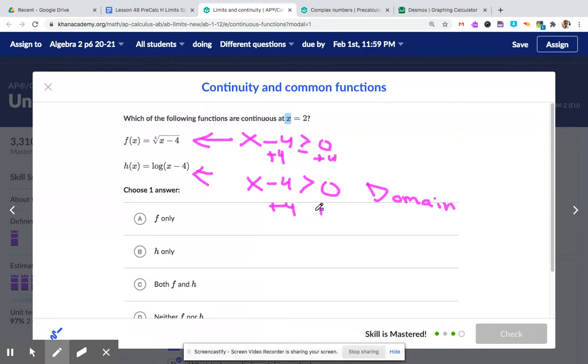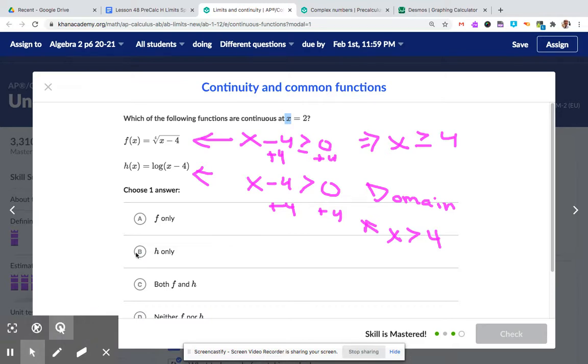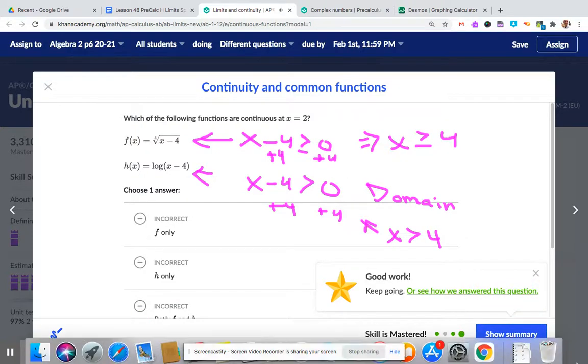If we add 4 to both sides, just solving inequalities, this one turns into x is greater than or equal to 4, and this one turns into x is greater than 4. Are we continuous at 2? Is 2 greater than or equal to 4? Is 2 greater than 4? No. Algebraically, you can also plug it in and you'd get negatives. So it's neither. All right, so that's how we would work with domain on this one.